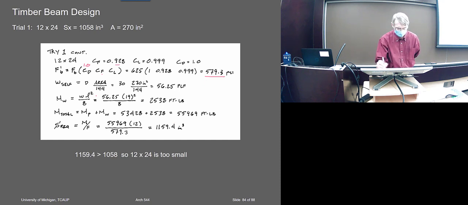Okay, so then we can calculate the self weight. Now we can finally do that based on the area here and the pounds per cubic foot, right, of 30. So that gives me 56 PLF. I calculate the moment based on that 56 PLF. That gives me that. So then I add that in there. There's the dead load moment. This is the live load moment that I had before, the point load, right, from the tributary area.